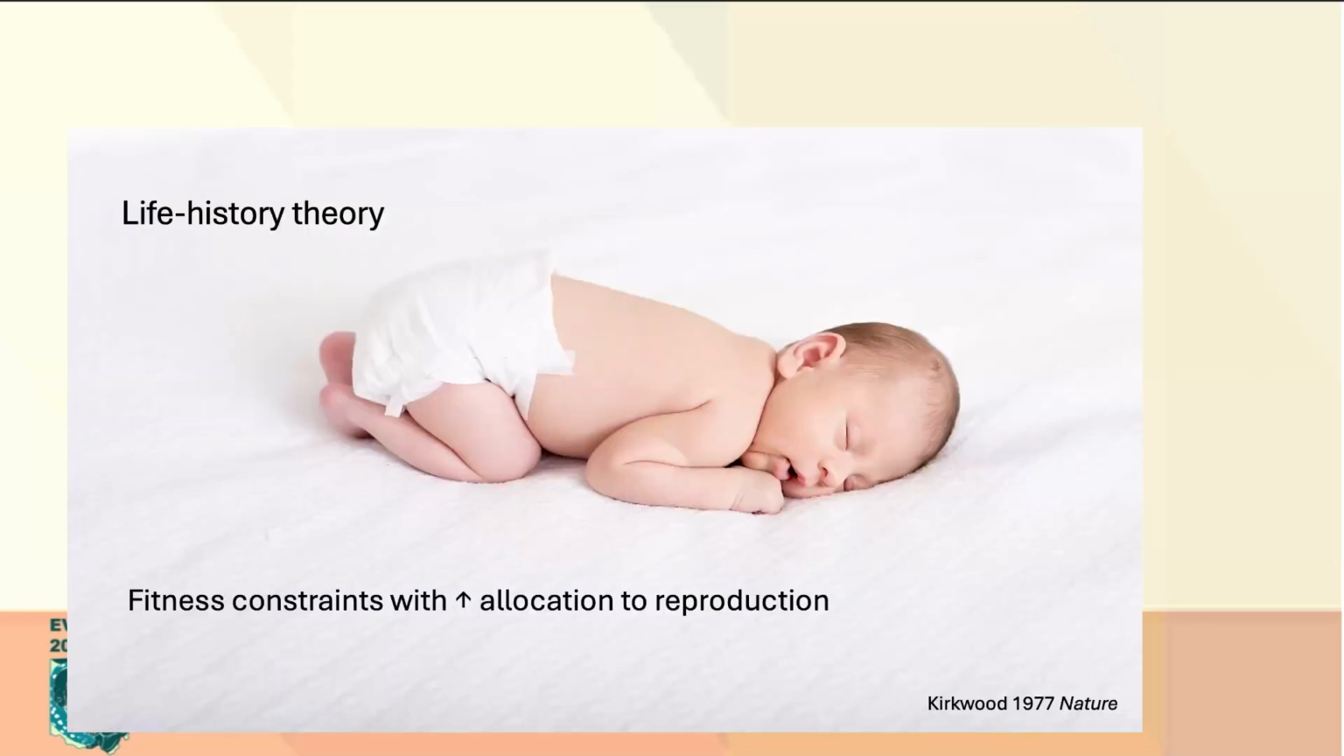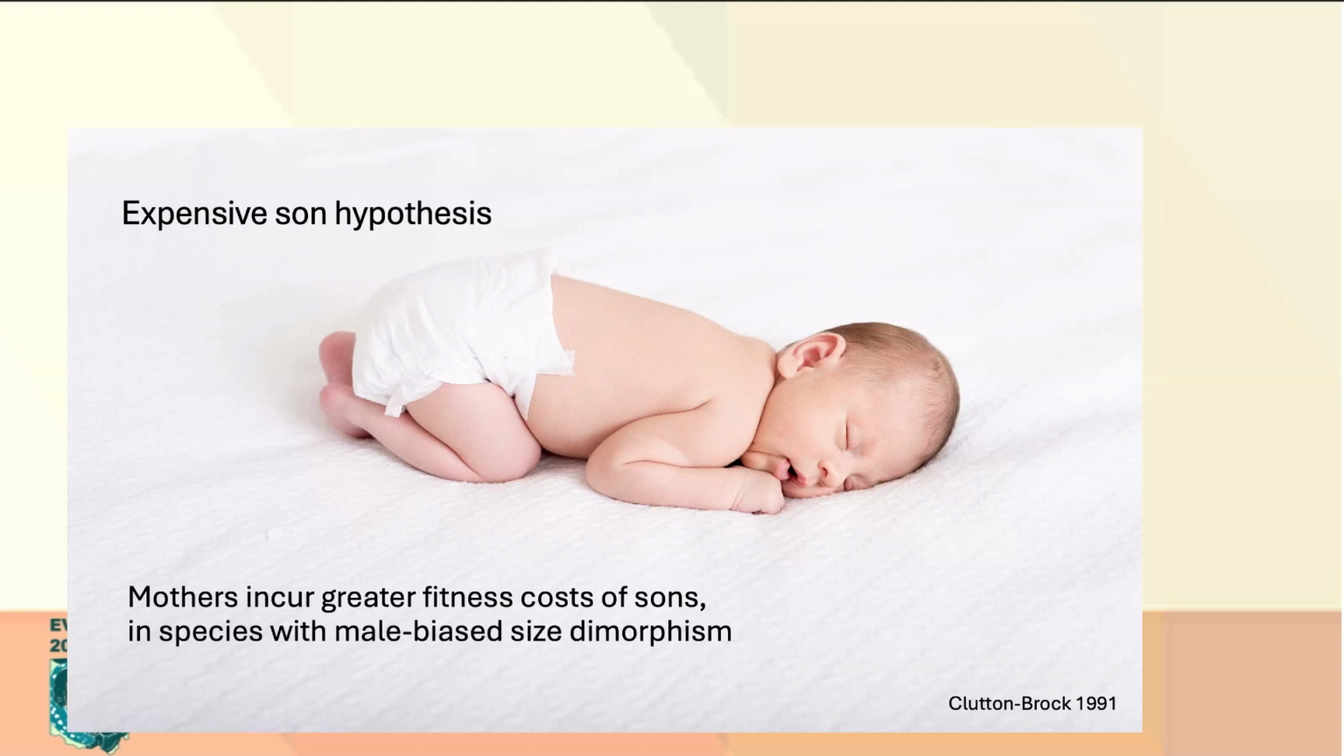So life history theory tells us that individuals will face fitness constraints when they invest in reproduction. This means that when individuals have a limited amount of resources and they invest in reproduction, they have less energy to invest in their own self-maintenance and survival and future reproduction. So a variant of this is the expensive sons hypothesis.